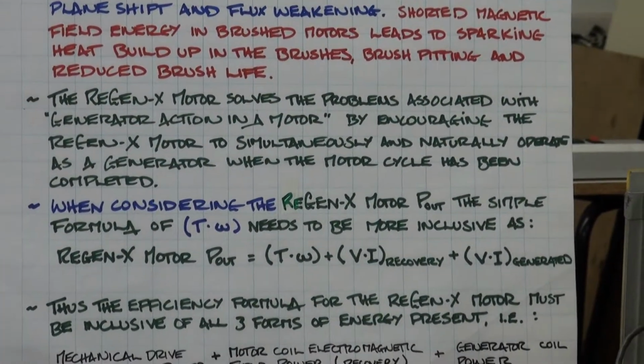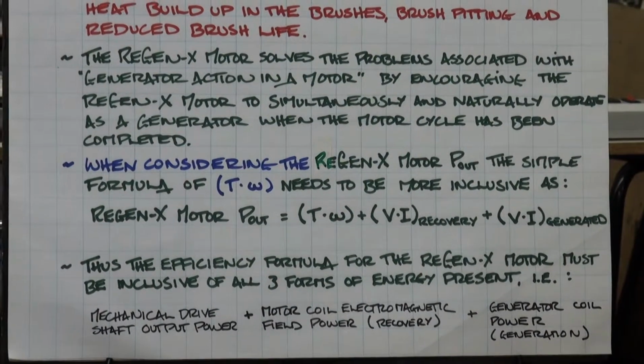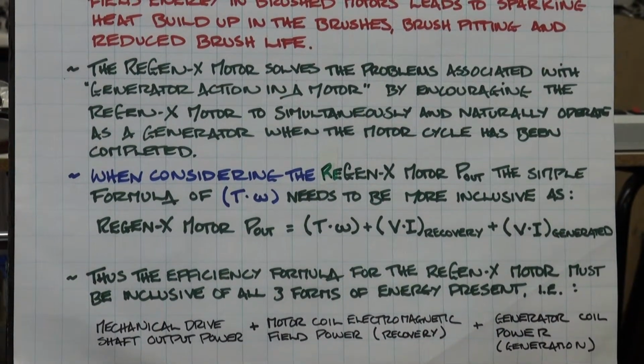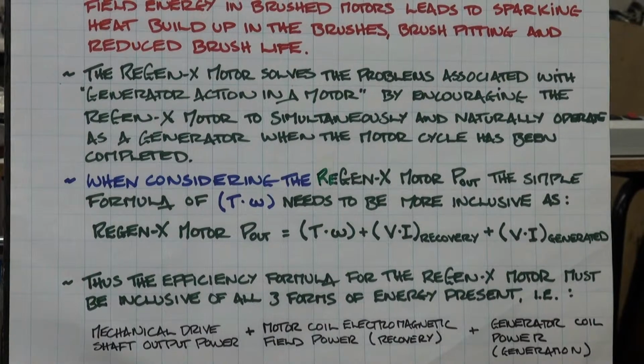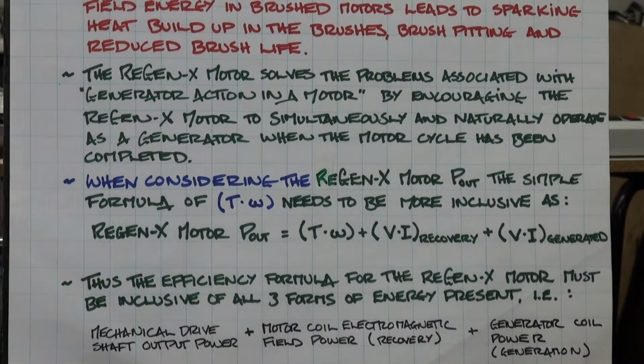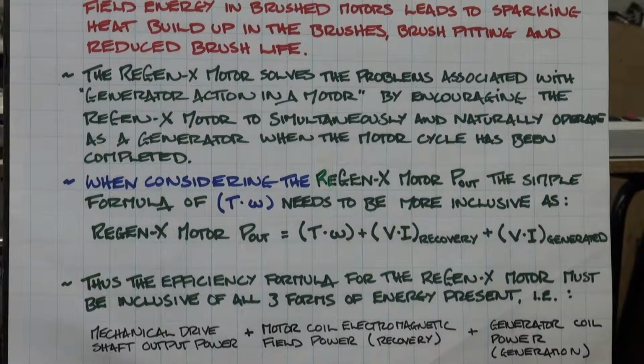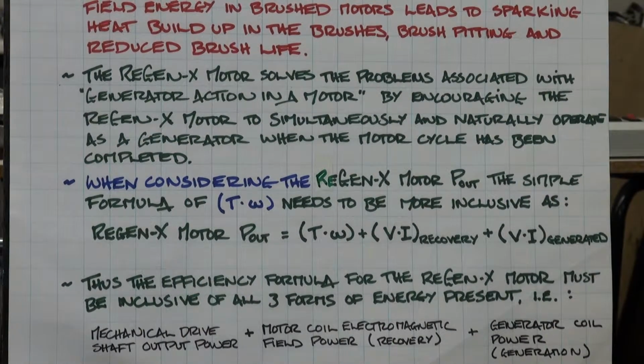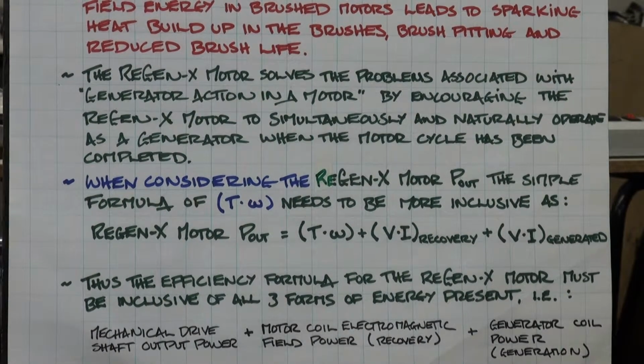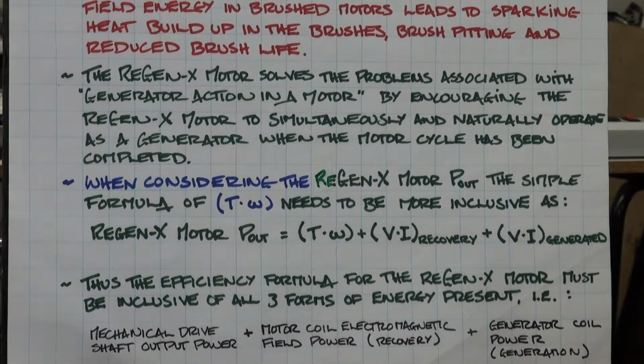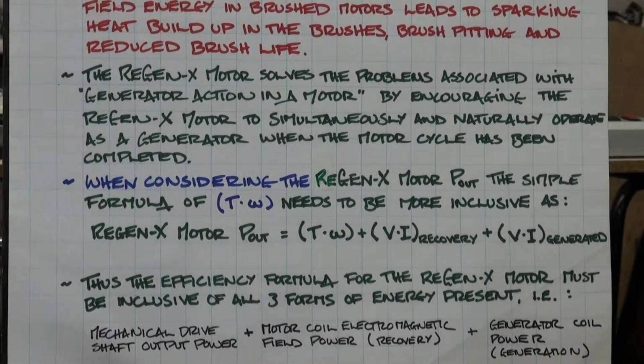The Regen X motor addresses the problems associated with generator action in a motor by encouraging the Regen X motor to simultaneously and naturally operate as a generator when the motor cycle has been completed. Generator action in a motor happens whether we want it to or not, and it may be useful to take advantage of generator action in a motor.